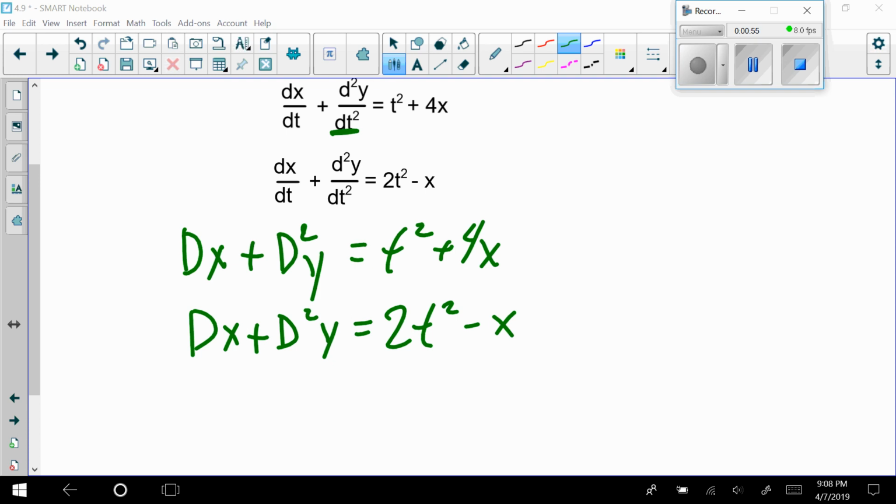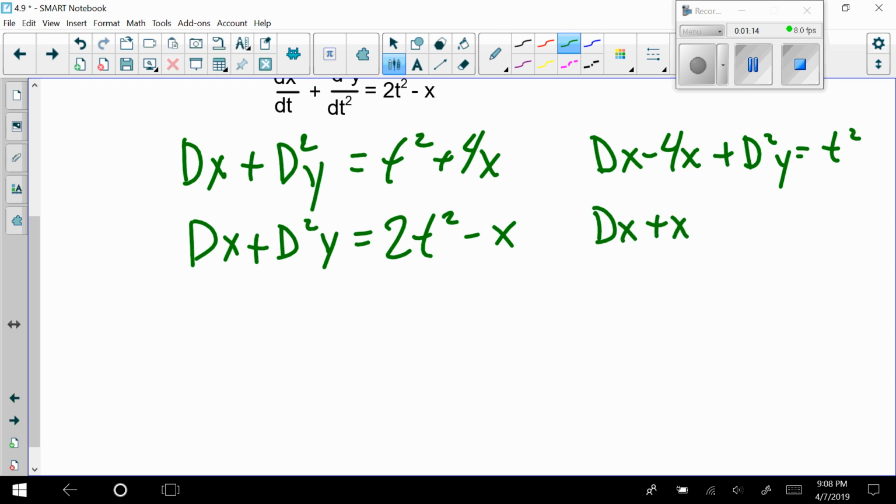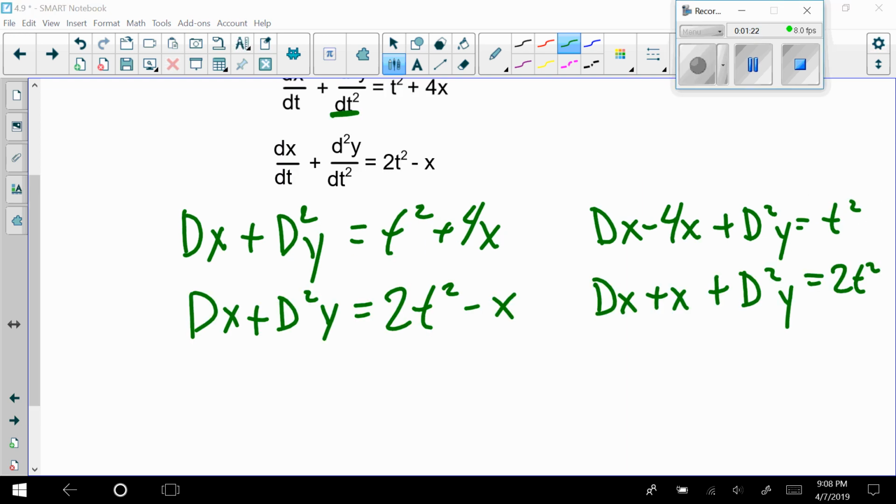What I've done in the past is I said that I'd like a standard form. Well, the standard form in this case would be all of the x's and the y's together. So this is Dx minus 4x plus D squared y equals t squared. Then I'd have a Dx plus x plus D squared y equals 2t squared.